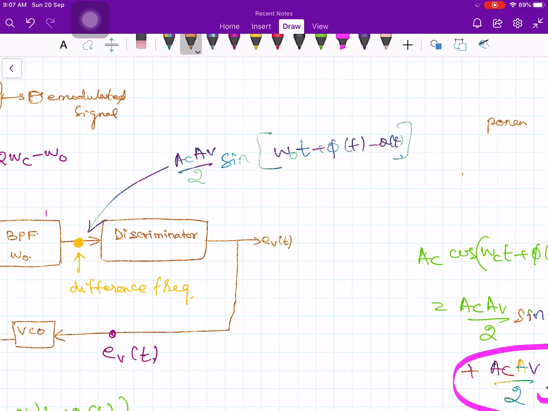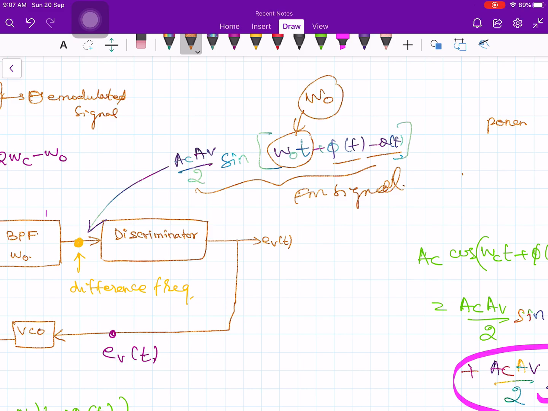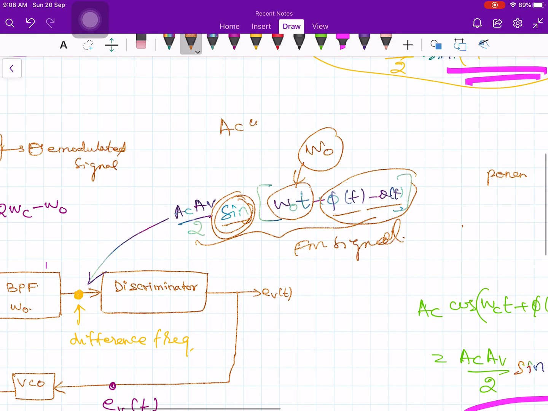Now look at here, again I have a carrier frequency, but now the carrier frequency is omega naught. Instead of phi of t I have phi of t minus theta of t. So it looks like an FM signal again. So after my band pass filter I am again getting an FM signal, but the only difference is instead of omega c I have omega naught, instead of phi of t I have phi of t minus theta of t, and instead of cos I have a sine term. My original FM signal was A_c times cos(omega_c t plus phi of t), right? Now instead of omega c I have omega naught, instead of cos I have sine, instead of phi of t I have phi of t minus theta of t. But anyway, this again resembles the FM signal.